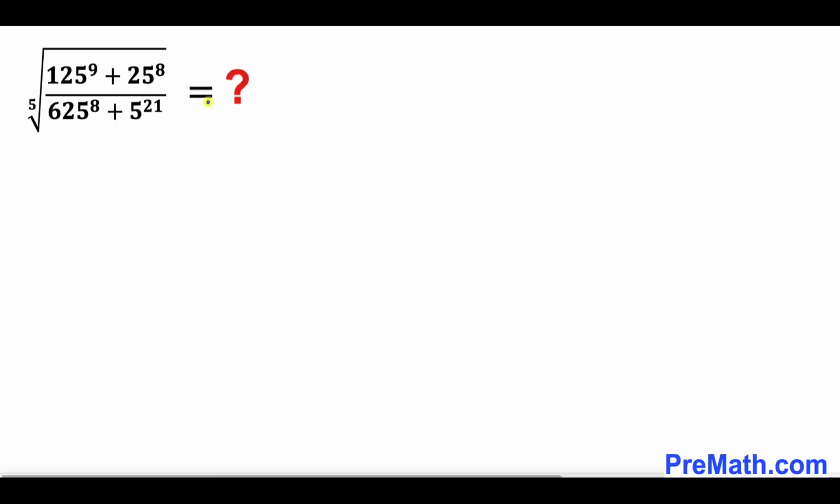Welcome to PreMath. In this video, we are going to find the value of this given radical problem: the fifth root of (125 power 9 plus 25 power 8) divided by (625 power 8 plus 5 power 21).